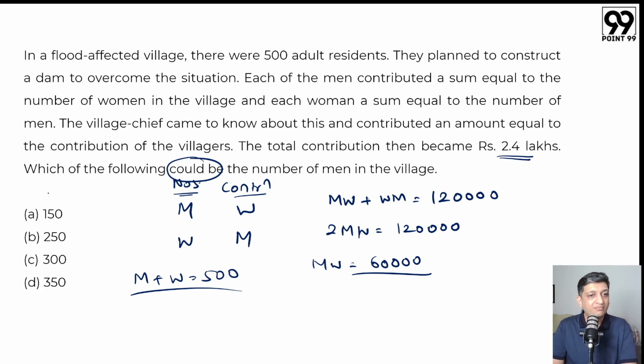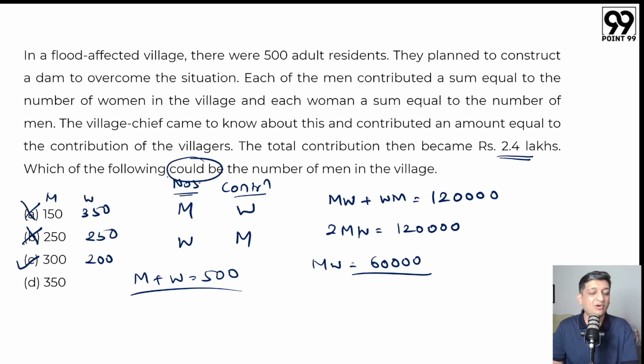If the number of men were 150, then the number of women should have been 350, because a total of 500 people are there in this village. But 150 into 350 is not going to give me 60,000. So that is not my answer. 250 into 250 again is not going to give me 60,000 as the answer. It will be 62,500. 300 into 200 is definitely going to be 60,000. So this could be my answer.